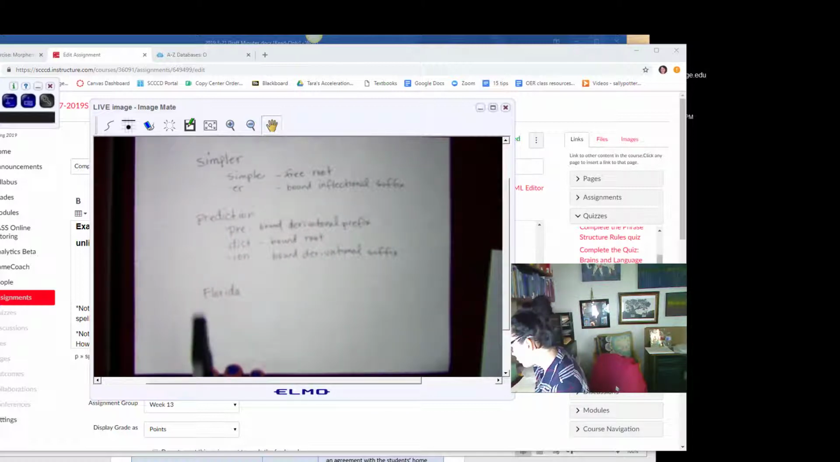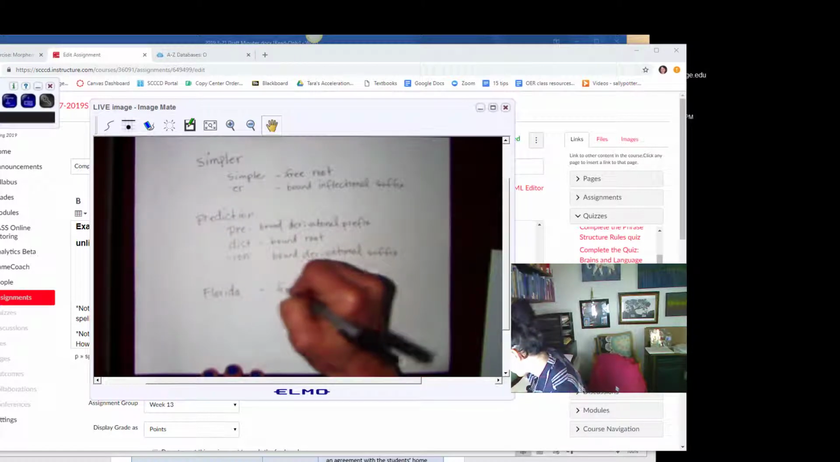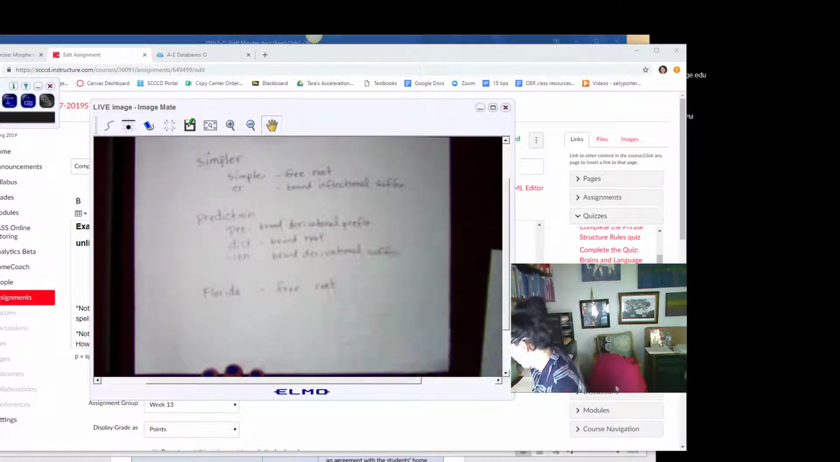Now there's one more real quick one I want to show you, and that is Florida. So even though Florida has 3 syllables, it actually is only 1 morpheme, because the whole word just means the state. You can't break that down. Now it's possible that the language that we borrowed this from originally did have several morphemes, but in English it's not there. The meaning is not there. The whole word just has one single meaning. So we call this a free root, and that's all I have to do.